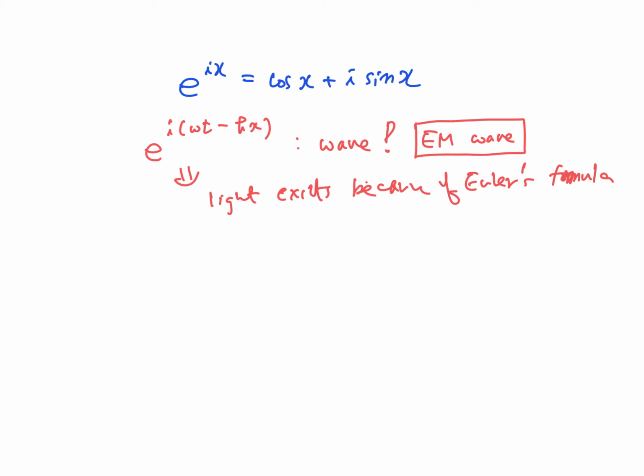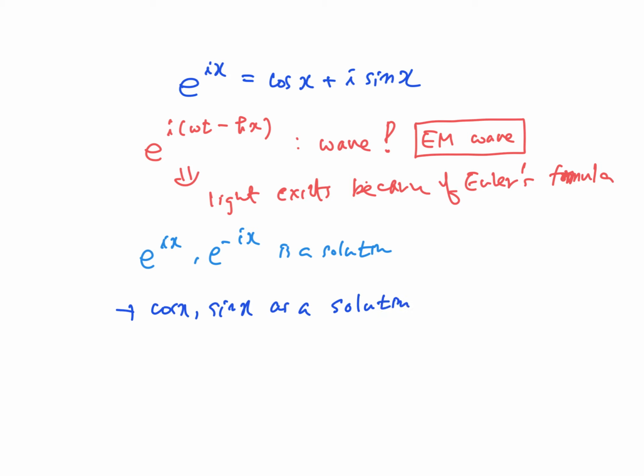So exponential ix and exponential minus ix are solutions. But this exponential function is difficult to handle, so we can say cosine x and sine x are solutions. For these differential equations, the general solution is C1 cosine x plus C2 sine x.